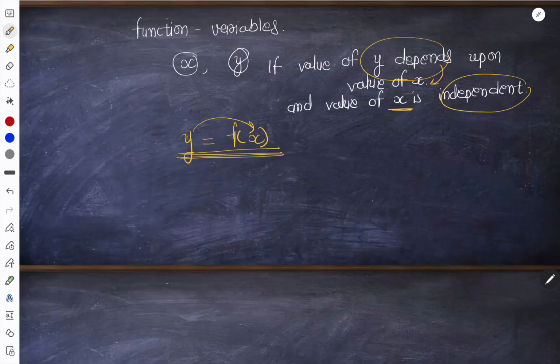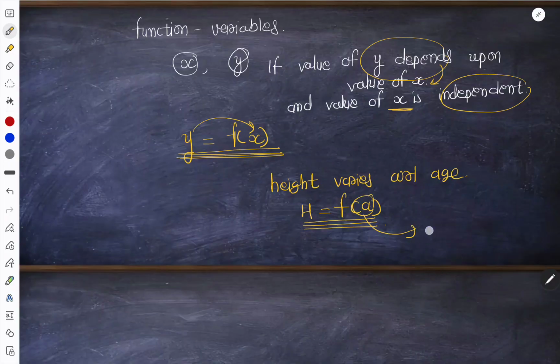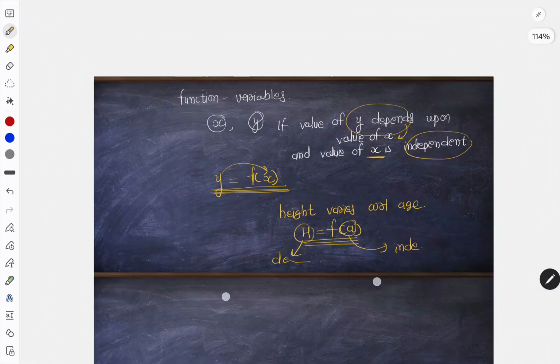So let us take for example that your height varies with respect to your age. So you can say your height is a function of your age. Here age is the independent variable, and h is the dependent variable.